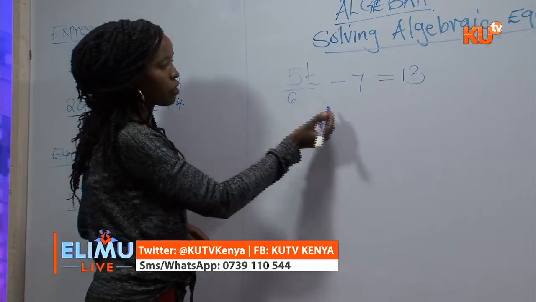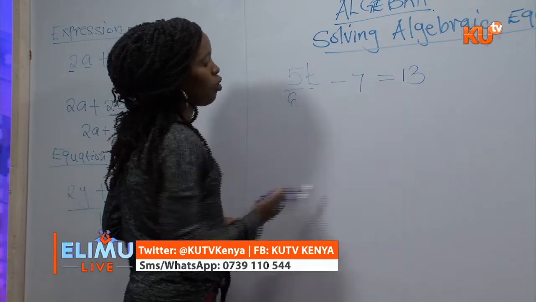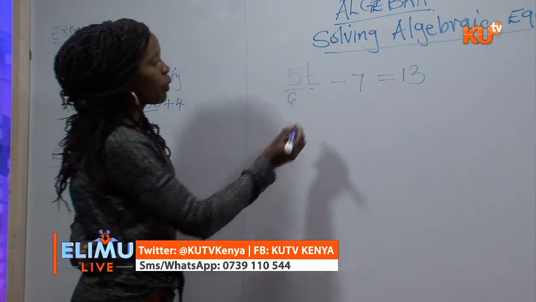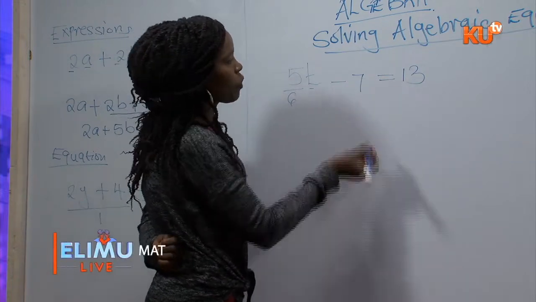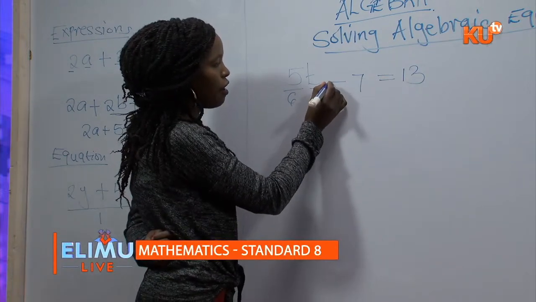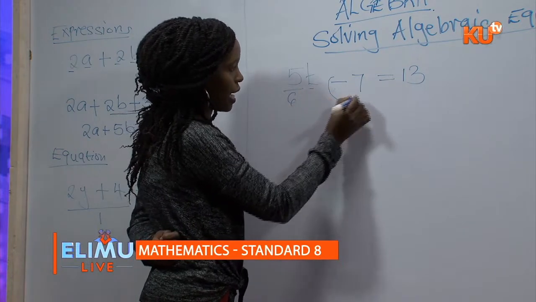To find that, first of all, this is a fraction, this is a whole number, and this is a whole number. So we take this whole number to the other side. In algebra, the number carries the sign in front of it, so it goes with the sign.